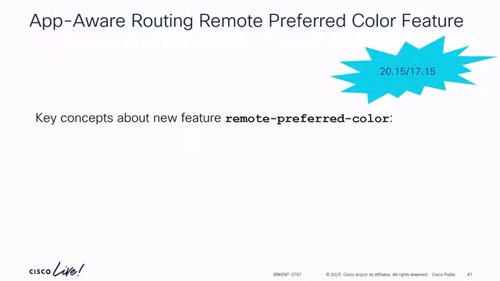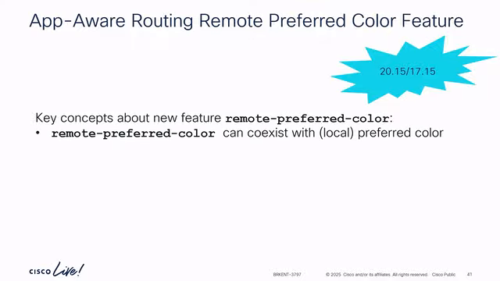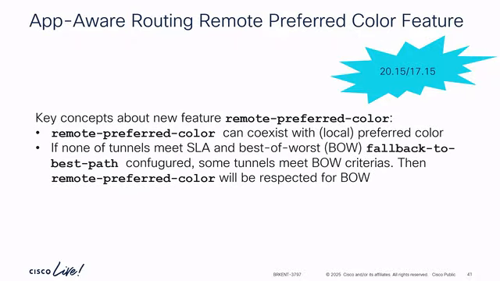In addition to the so-called preferred color, which is basically the locally preferred color, we introduced the concept of preference about remote color on the remote edge device. It can coexist with the locally preferred color, that's for sure. We simply define local and remote, if you want. But there is a catch.